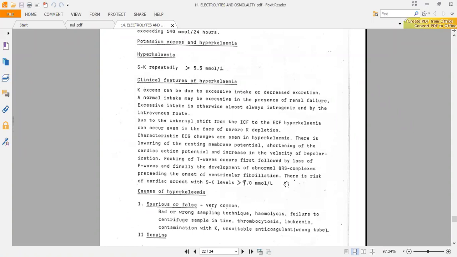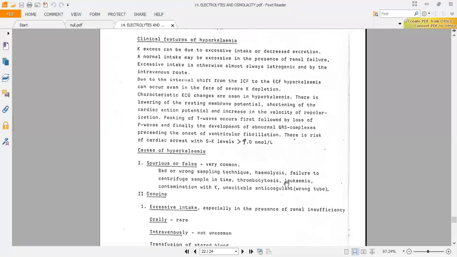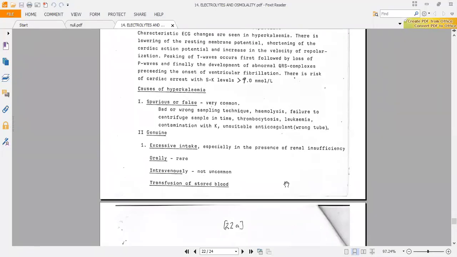The first thing that you see is the peaking of the T waves. Then another strange thing happens: the P wave will also disappear. The final thing that will happen is that you have an abnormal QRS complex. So peaking of the T wave is the first ECG sign of hyperkalemia, followed by absent P wave and then abnormal QRS complex. Okay, good. Now, what can cause hyperkalemia?